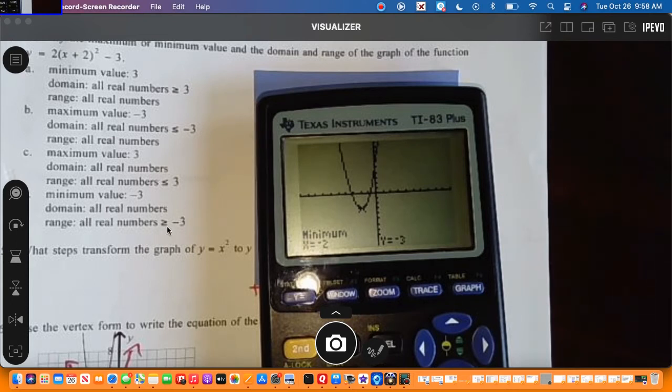But it would be a range from negative 3 and up. That's the greater than. You can just look at your picture. That's all you have to do, is look at our picture. Any questions? Do I need to explain?